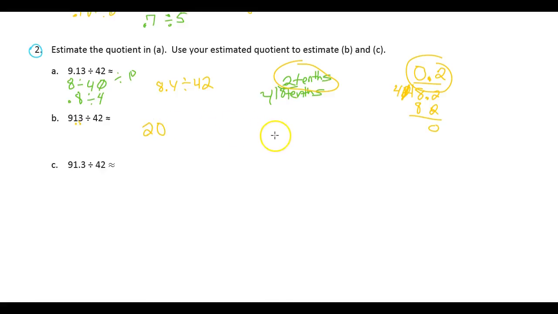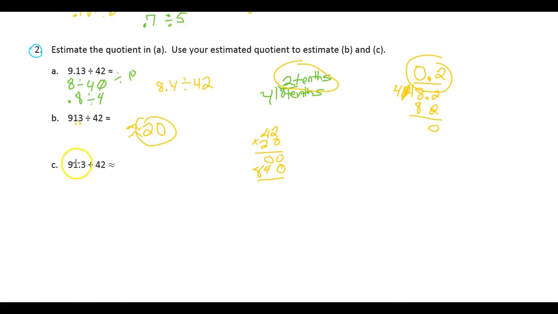Let's just kind of check and see if we're accurate on that. Just to see, let's go 42 times 20. Just to see how close we are. So 0 times 2, so all that's just 0. And then 20 times 2, so we have to have a 0 here to account for 20. 2 times 2 is 4. 2 times 4 is 8. So 840 is pretty close to 913. So we are accurate. So our estimate for this one is going to be about 20.